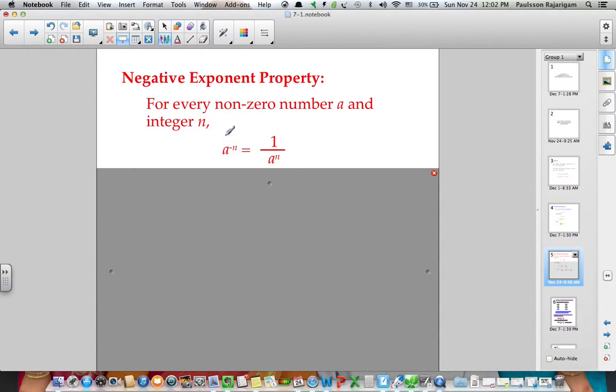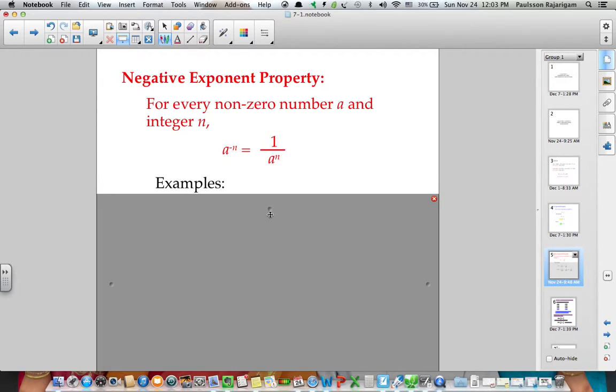Okay. All right. So a to the power of negative n over 1. And you can see that the numerator has now become the denominator and the denominator has become the numerator. So the value of the exponent becomes its opposite. So a to the power of negative n equals 1 over a to the power of n.